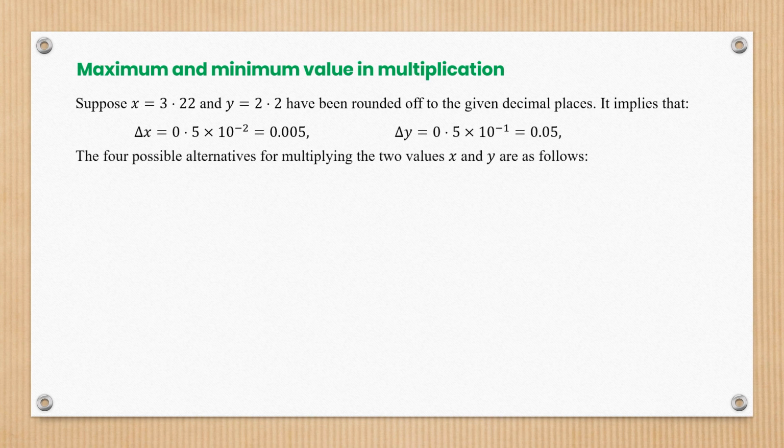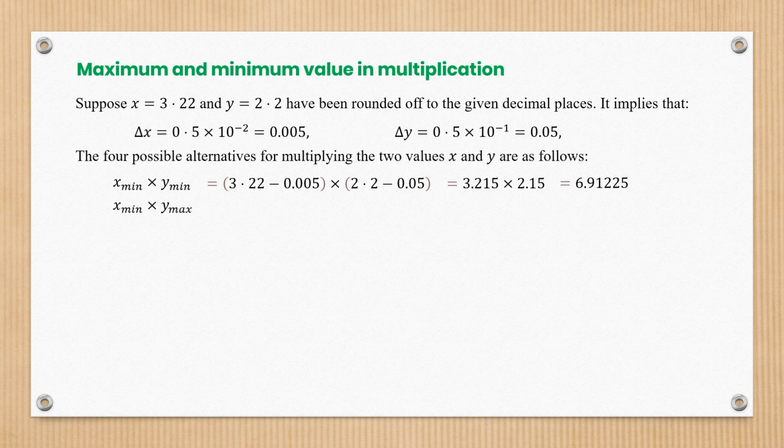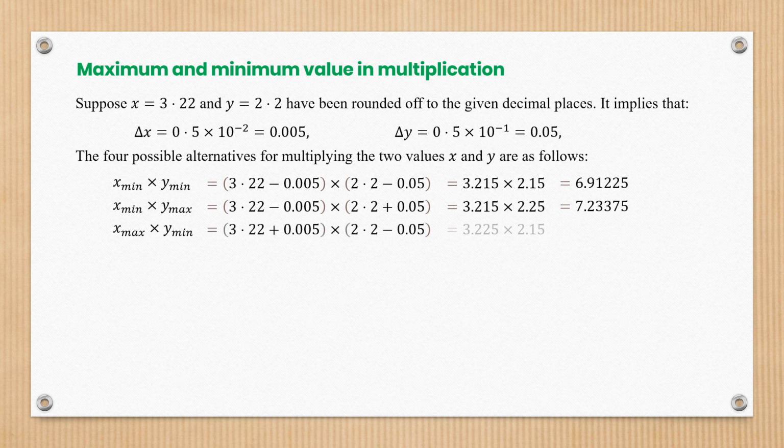Alright, so now we have the same situation here, but let's look at the different alternatives. The first alternative can be x min times y min, which shall give me 3.215 times 2.15, which shall be 6.91225. Then we also have the case of x min times y max, which shall give me 3.215 times 2.25, which shall give me 7.23375. Then we also can look at x max times y min, which shall give me 6.93375. Then we have x max times y max, which shall give me 7.25625.